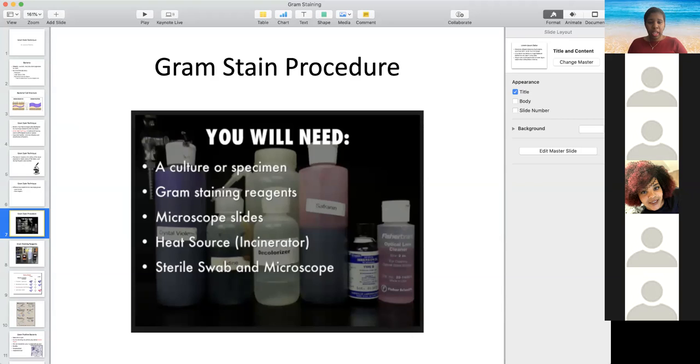There are 4. You'll need a microscope slide. You need a heat source, and we'll talk about the purpose of that heat source in just a second, which is basically to fix the bacteria on the slide so that it doesn't wash off as you're adding your dyes and doing your rinses and so forth. You don't want to lose your culture off your slide. And then you'll use the inoculating loop or a swab, and then you need a microscope once you're done to visualize it. So write those things down. You need your bacteria, you need your staining dyes, your gram stain reagents, you need a microscope slide, a heat source, and the microscope.